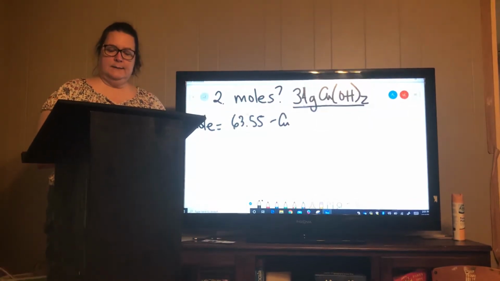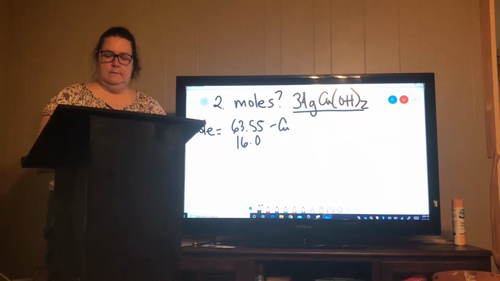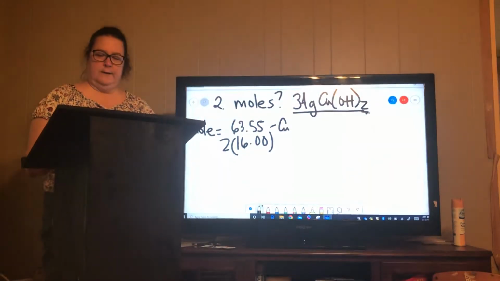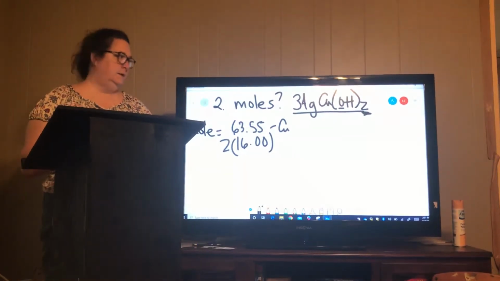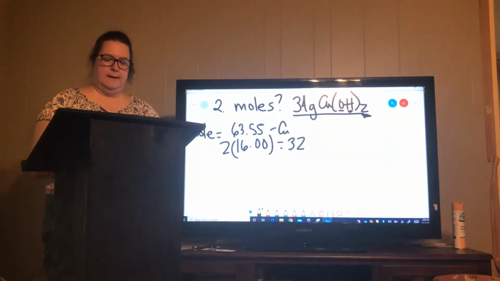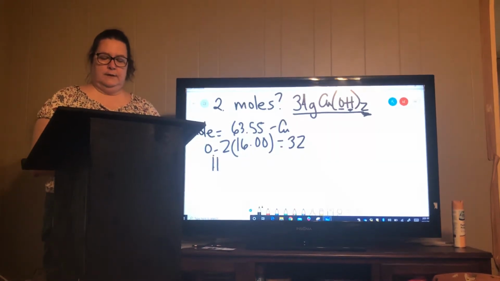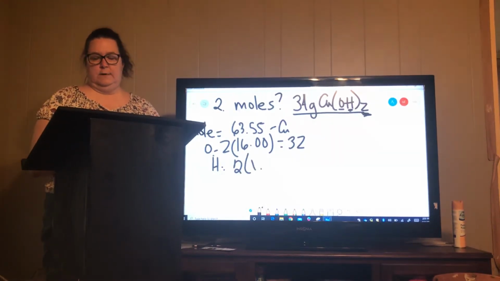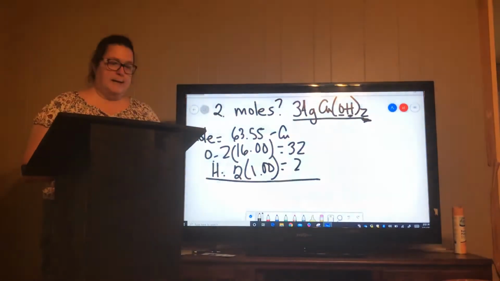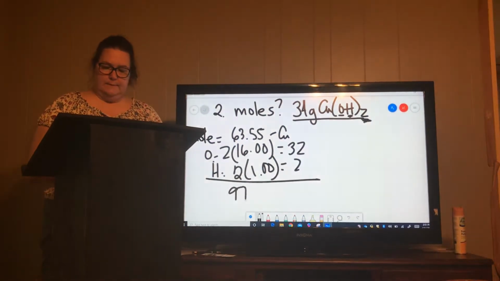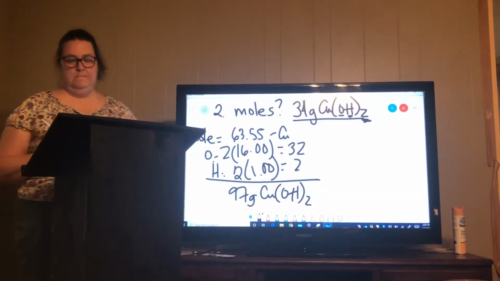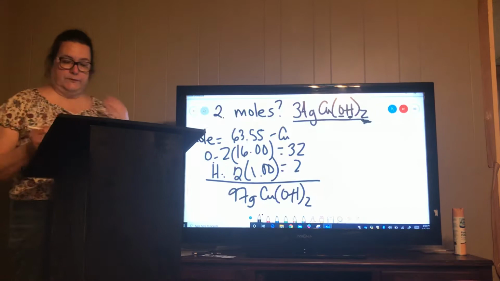If I'm looking at oxygen, it's 16. But I have 2 of those because of the subscript here. This 2 right here means 2 times 16, so that gives me 32. This is my oxygen. And then my hydrogen, I have 2, and it's 1. So that's 2. If you add all this together, you get 97 grams of copper hydroxide. Now, it's copper 2 hydroxide, actually.